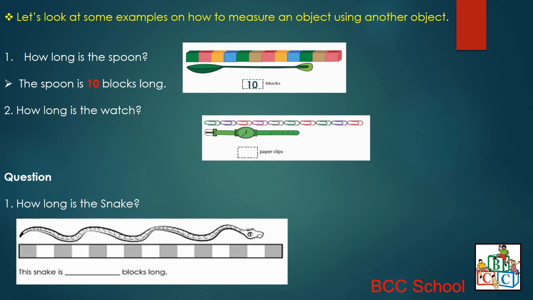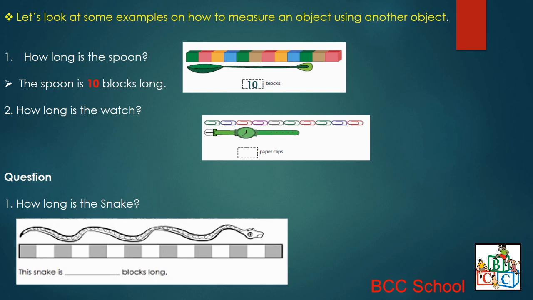Very good. How long is the spoon? The spoon is 10 blocks long. Now you're going to write this and draw if you want, but it would be preferable if you write it in your copybook. The spoon is 10 blocks long. Can you see that? Good.